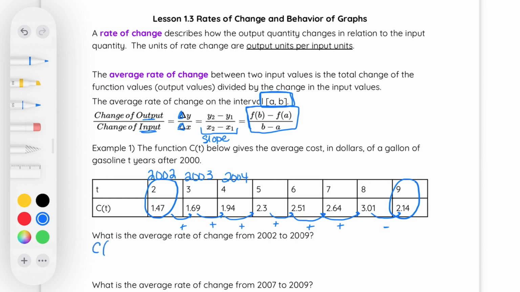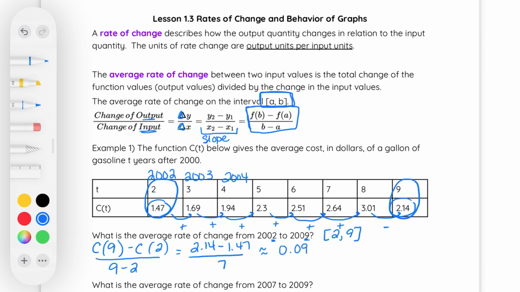Thus, I can say that C of 9, because it's 9 years after 2000, minus C of 2, 2 years after 2000, over 9 minus 2, because my interval that I'm specifically looking at is 2 to 9. And of course, we have our given values. I've got $2.14 minus $1.47 divided by the 7 years in between these two. So approximately 0.0967. What does this mean?